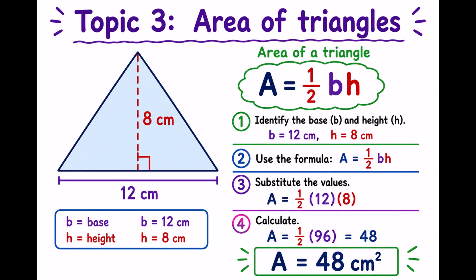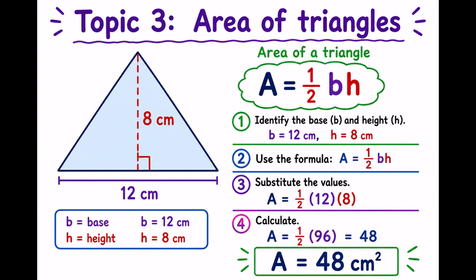Finally, we're going to calculate our new formula based on the information that we put from the triangle. A equals half times 96. How did we go from 12 for B and 8 for H? Because those parentheses were multiplied together before we received the answer 96.